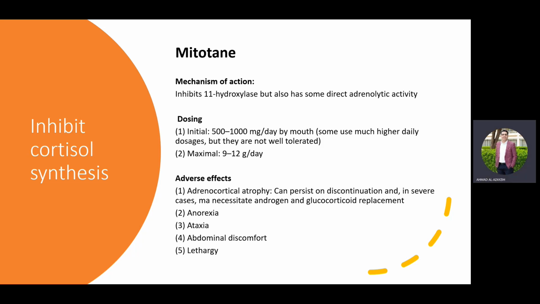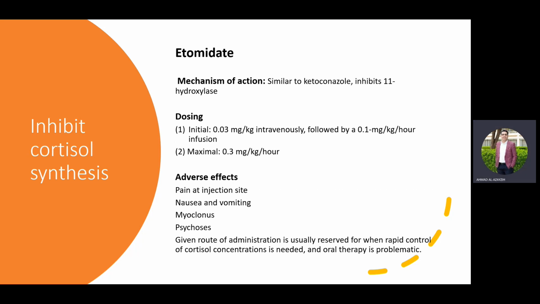Mitotane inhibits cortisol synthesis by inhibition of 11 hydroxylase enzyme again. Could be given by mouth. Of course, you can see the dose could reach up to grams, 12 gram per day. A side effect: adrenocortical atrophy, anorexia, ataxia, which is considered a problem with the coordination and balance of the patient, lethargy, abdominal discomfort. Etomidate, again, similar to ketoconazole, the same mechanism of action.